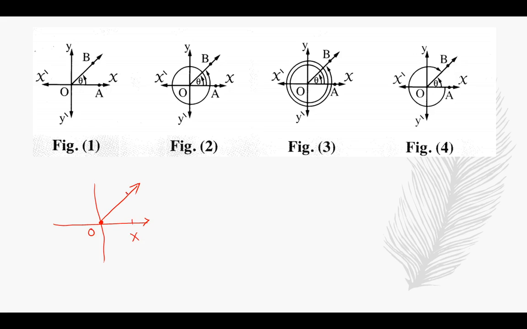OXB. This is an angle in the standard position. Its measure is 30 degrees. Here the initial side is OX and the terminal side is OB.